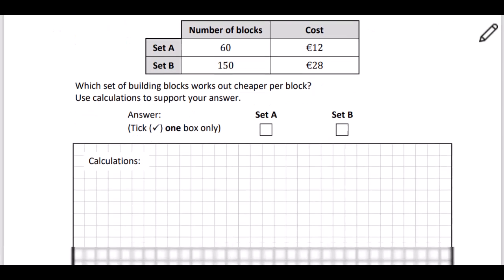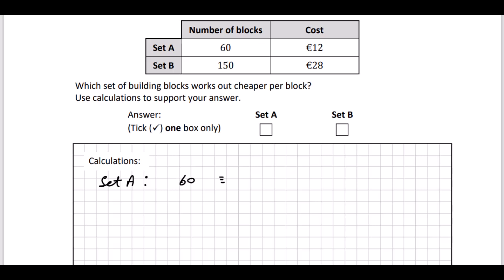So let's have a look at that. So we take set A. Well, set A sells 60 blocks, which is equivalent to 12 euros. So 60 blocks for 12 euros. So that means one block is going to be equal to 12 over 60 euros, which is 0.20 euros. Let's have a look at set B.